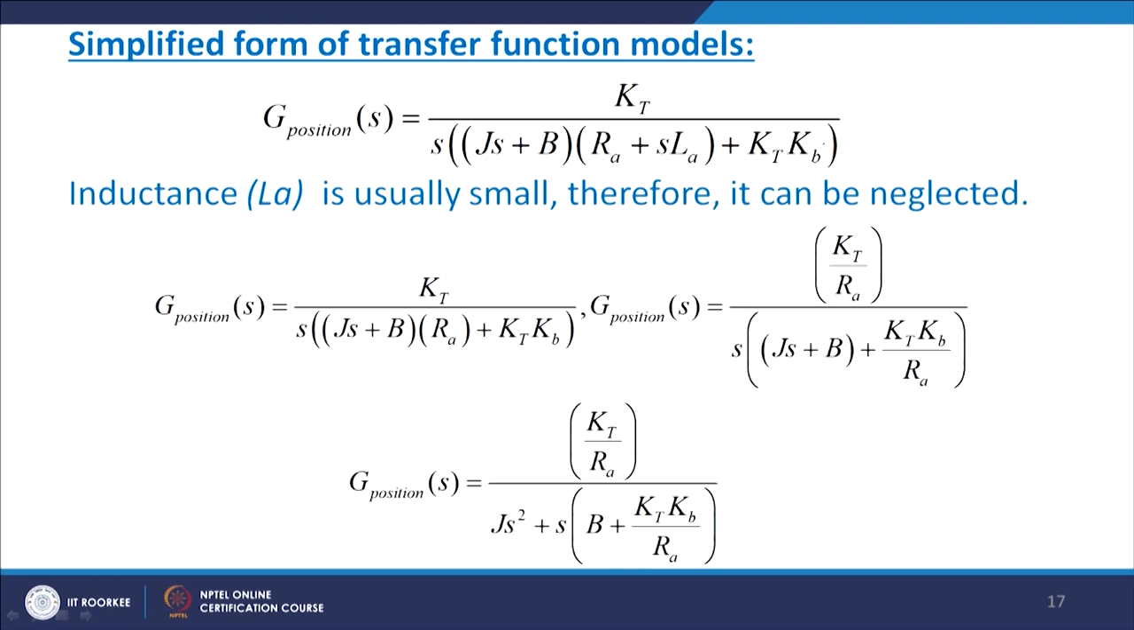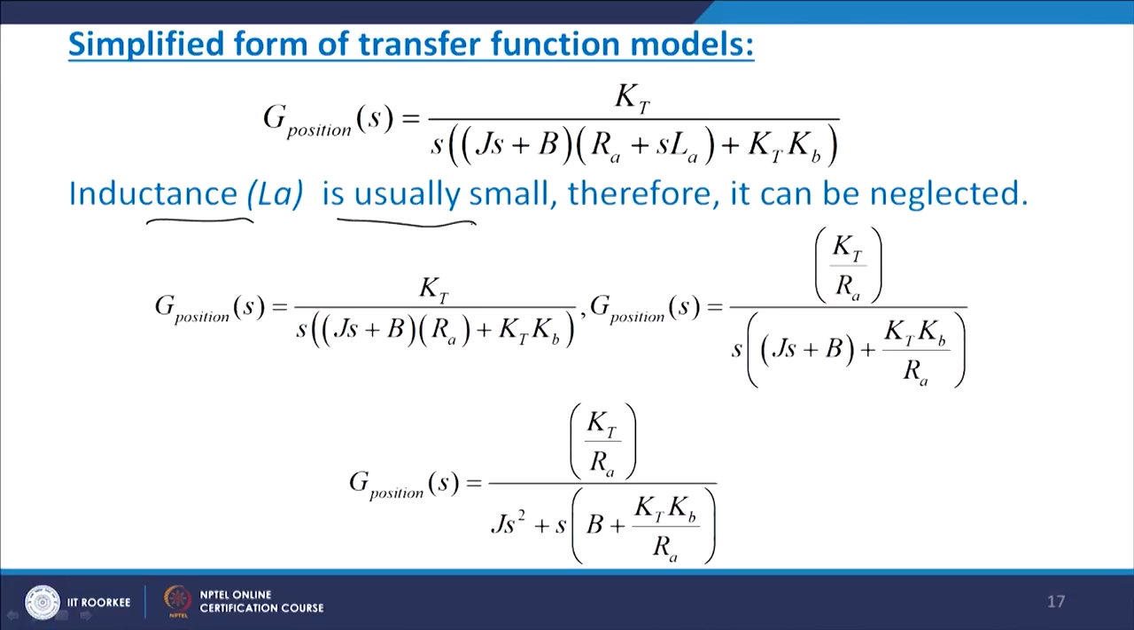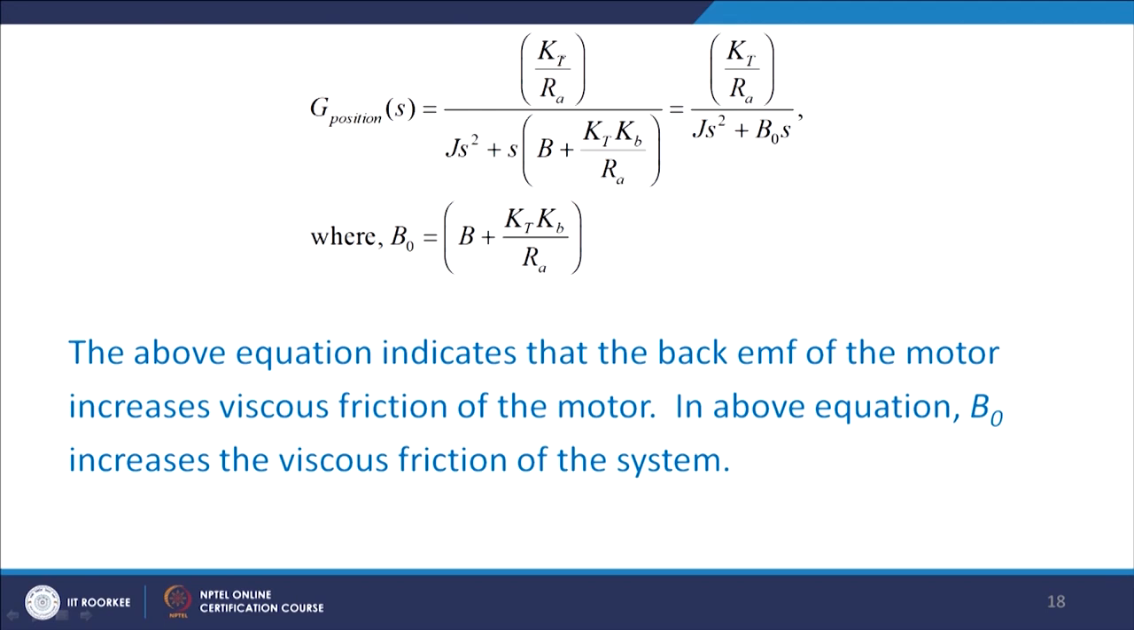But you know, if the armature inductance is very small, then we can neglect it. So here we have neglected this L_A. What we have written here: inductance L_A is usually small, therefore it can be neglected. So after neglecting L_A, you will find we get this expression. Again we have modified this one, and finally the position control model we have got like this. And here B K_T by K, K is replaced by another constant. So here G position(s) equals (K_T by R_A) divided by [J s squared + (B + K_T K_B by R_A) s], equals (K_T by R_A) by [J s squared + B_0 s], where B_0 equals B + K_T K_B by R_A. That means this B_0 is like this. So B is the friction which opposes the motion. So what will happen?